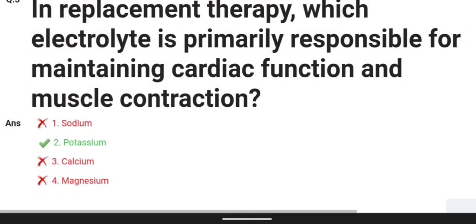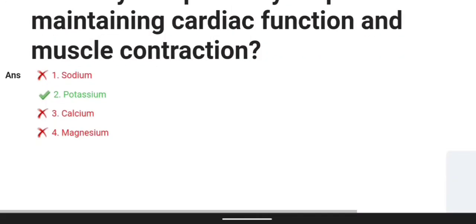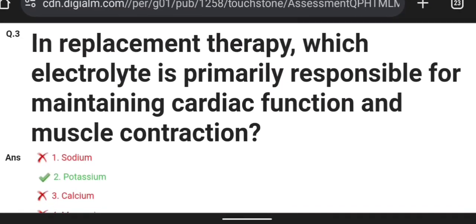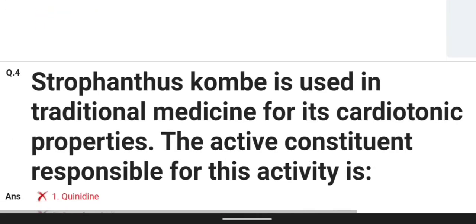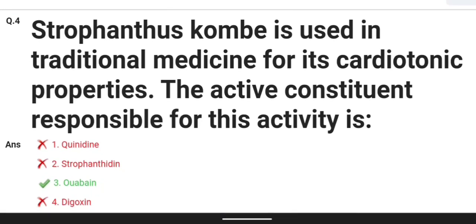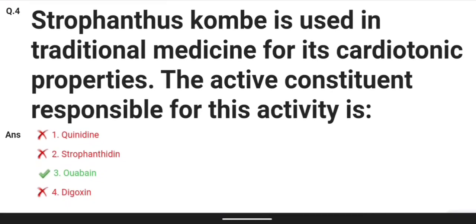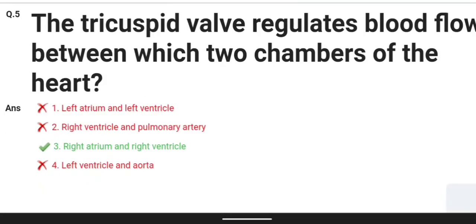In replacement therapy, which electrolyte is responsible for cardiac function and muscle contractions? Answer: potassium. Next, Arnica montana is used in traditional medicine for its cardiogenic property. The active constituent is... The tricuspid valve regulates blood flow between which two chambers of the heart? Right atrium and right ventricle.